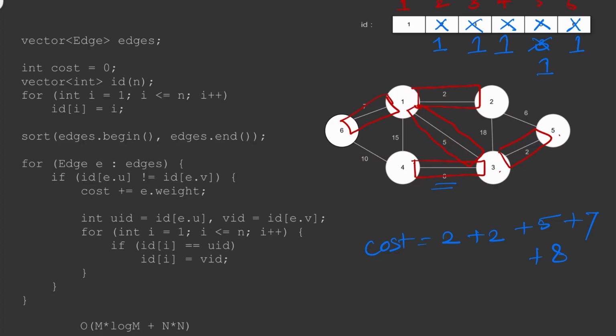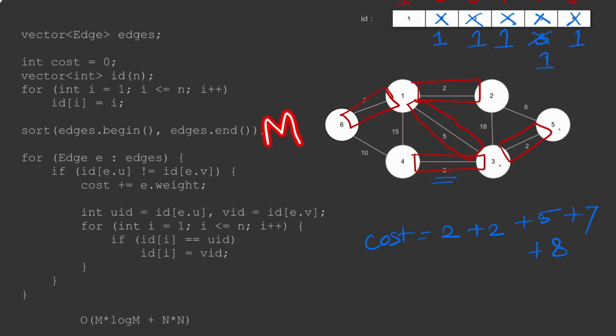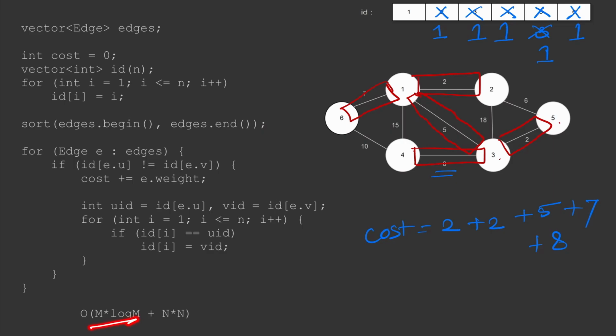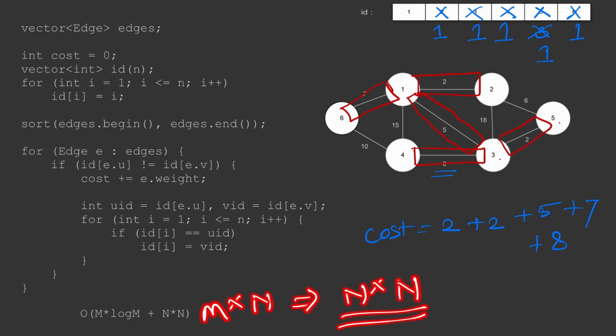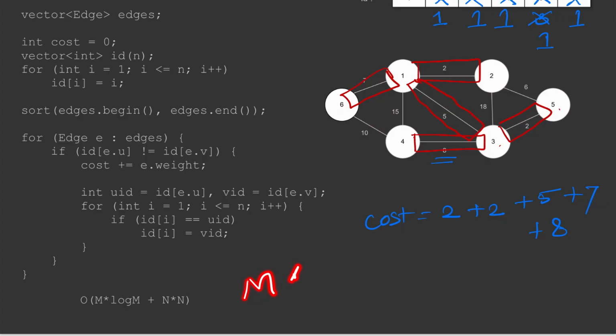If you look at the algorithm in terms of time complexity, we are first sorting the edges. Let's say there are m edges. Sorting them will take a time complexity of m log m. And if you look carefully, we are iterating through all the edges and then iterating through all the vertices to update the IDs, right? That will take m times n, or you can also write n times m. M can reach up to n square.